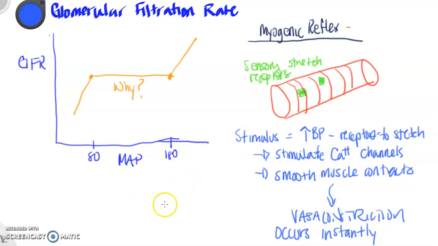So vasoconstriction, that afferent arteriole, if you remember, is large. It's coming in. And when it constricts, it gets smaller, and then it doesn't allow as much blood to come in. So if it doesn't allow as much blood to come in, then less blood is coming into the glomerulus, so it's easier for that to leave, and it reduces the pressure there. So that maintains the glomerular filtration rate within the glomerulus.